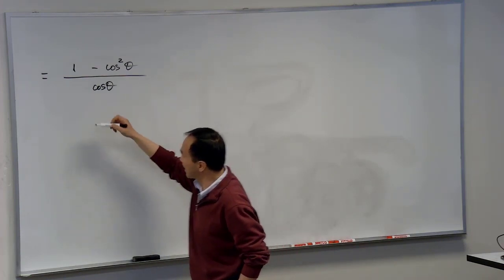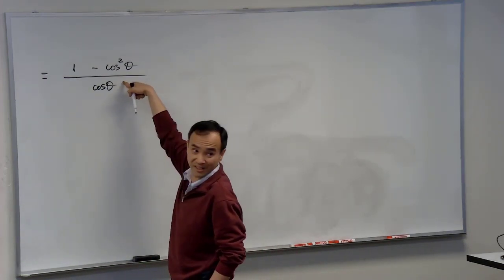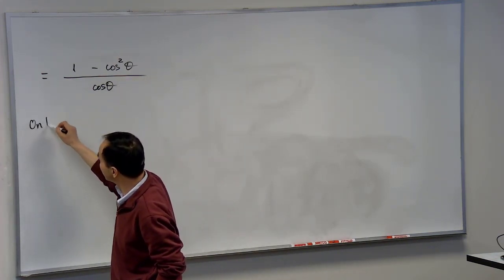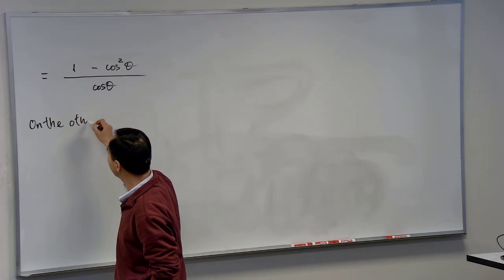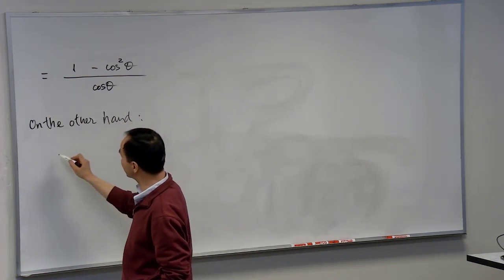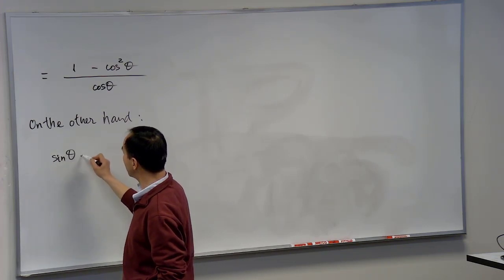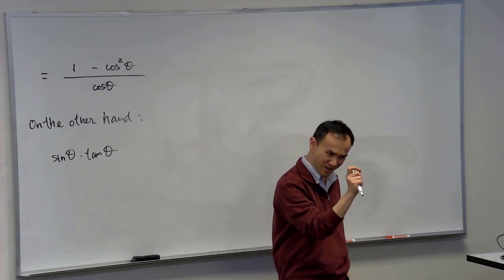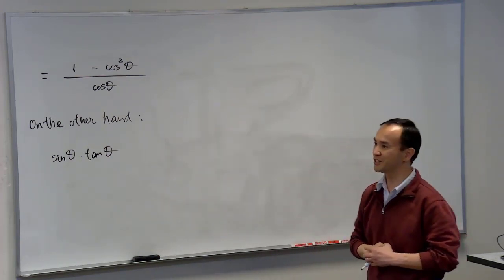So now I'm going to leave it at a pause again. I'm going to put a pause right here. But the right-hand side, on the other hand, this is what I can see right here: sine of theta times tangent of theta on the right-hand side. So the style here starts splitting into a different route right there.